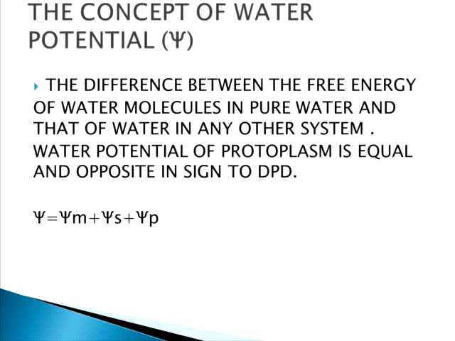Now we come to the components of water potential: Xi m, Xi s, Xi p. The components of water potential are matric potential, solute potential, and pressure potential. Xi m, matric potential, Xi s, solute potential, and Xi p, pressure potential. Now, what is Xi m? What is Xi s? And what is Xi p? What is Xi m? Matric potential.